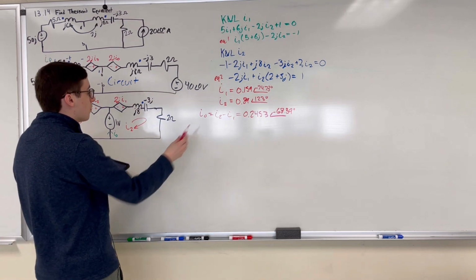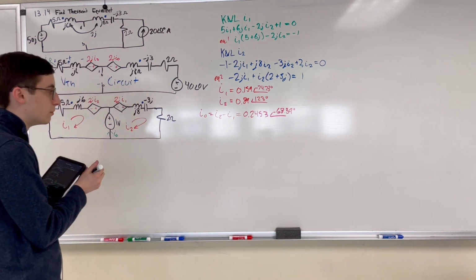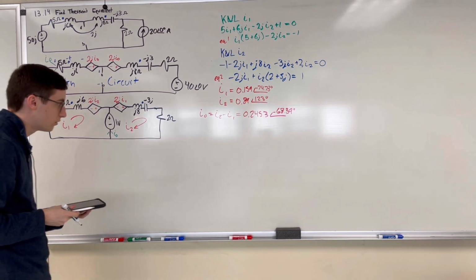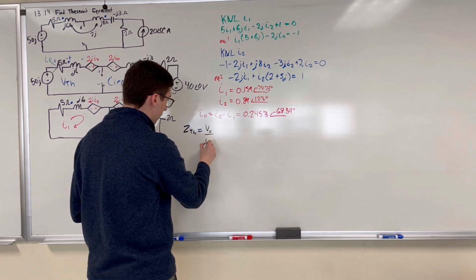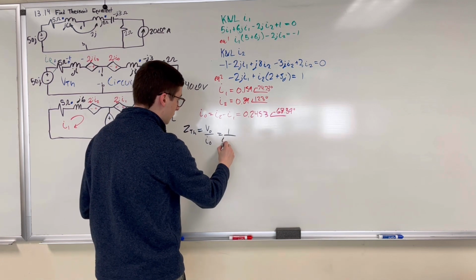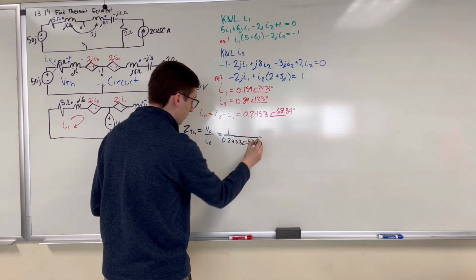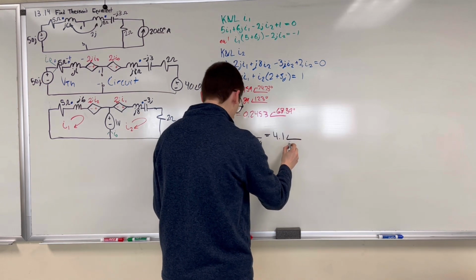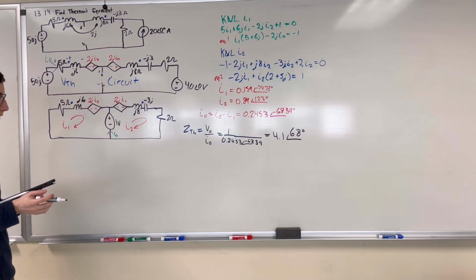Now that we have I0, we're super close to finding ZTH, and ZTH could be no simpler than just using Ohm's law. ZTH is going to be equal to V0 over I0. V0 is just equal to 1, so it's 1 over 0.2453 at negative 68.39. This will equal 4.1 with a phase angle of 68 degrees. There we go.